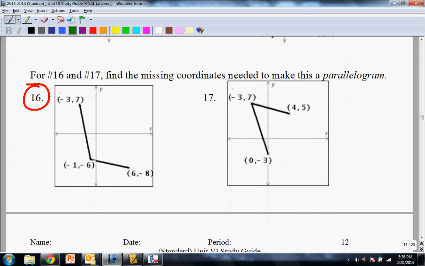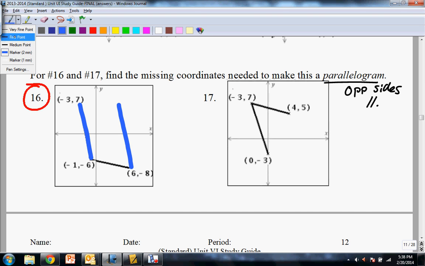It says for 16 and 17, find the missing coordinates to make a parallelogram. Now, parallelogram, remember, means opposite sides have to be parallel. So for 16, first you want to make those parallel. So we're going to find the slope first of the blue.